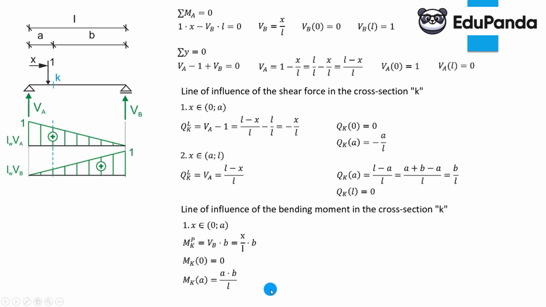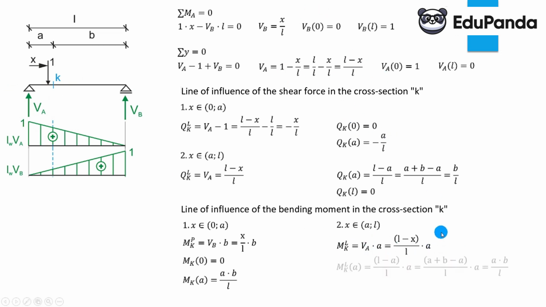And now the second interval, force after the cross-section, and I will now do it from the left side, which means I cut what is on the right and look from the left. From the left, all I have is VA. It is counterclockwise, meaning positive from the left side, looking on arm A. So VA times A, which is (L minus x) over L times A.